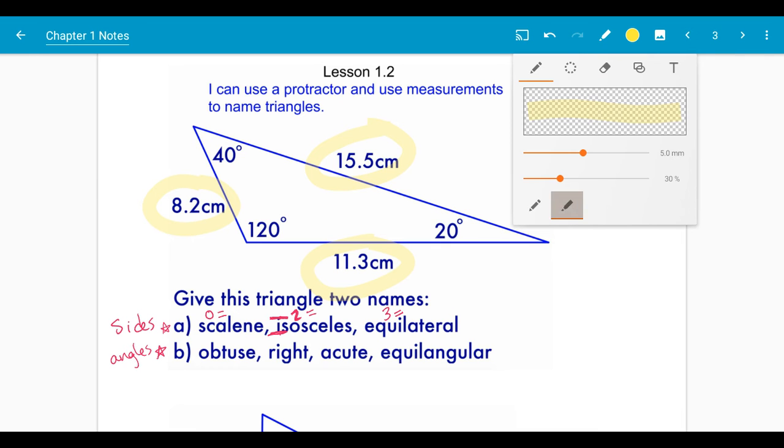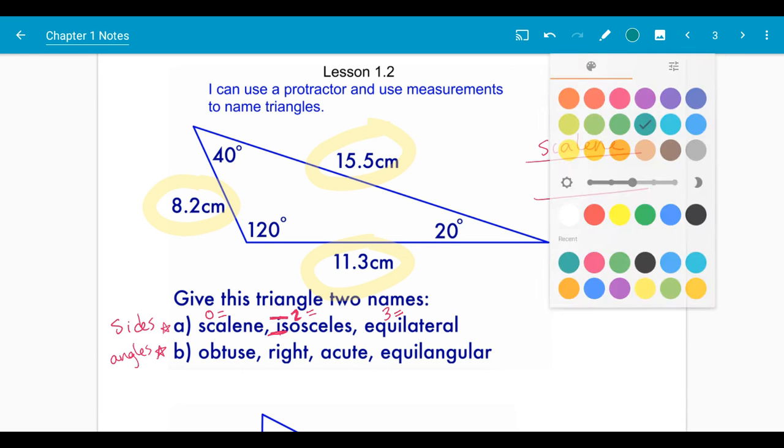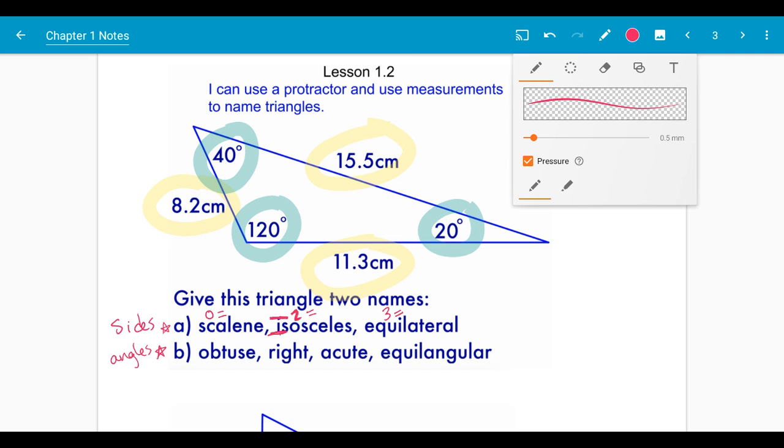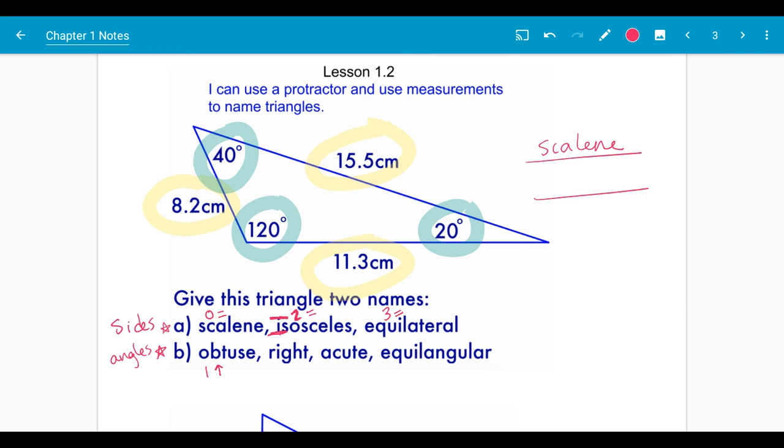And then, sorry, I'm trying to select a different color. There we go. If we look at these angles, they are not all the same. Obtuse means there's 1 over 90. Right means there's 1 that's 90. Acute means 3 under 90. And equiangular means all of them are 60 degrees.